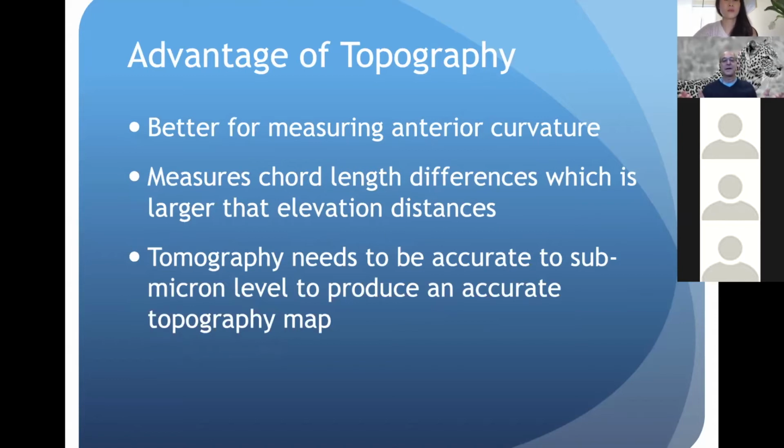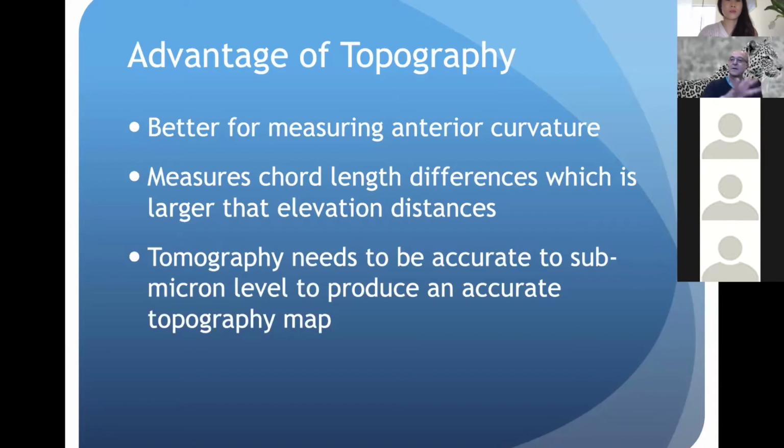And the explanation that I've been given is that when you're measuring elevations, you're looking at microns and submicron values. Whereas when you're looking at curvatures and you're doing it with Placido technology, you're actually measuring quite a broad span across those rings. And so you can get a more accurate difference map and a more accurate representation of what the surface curvature is. Whereas with tomography, you have to be accurate to submicron levels to get that same kind of accuracy.